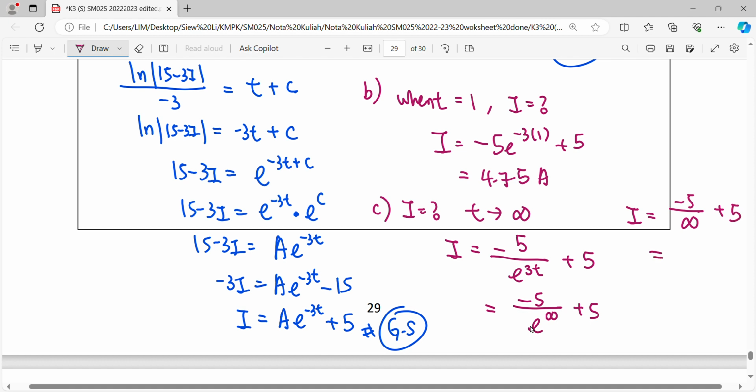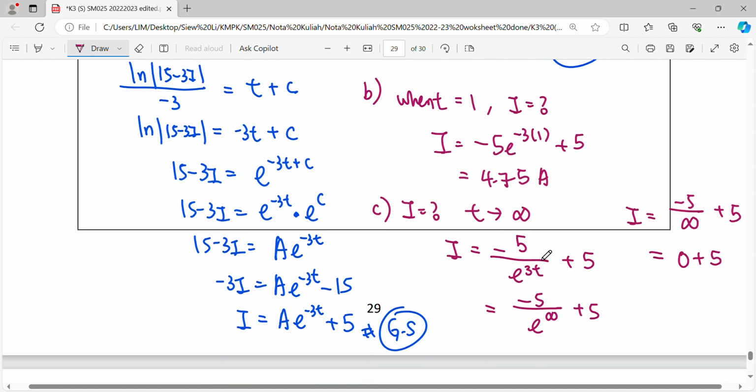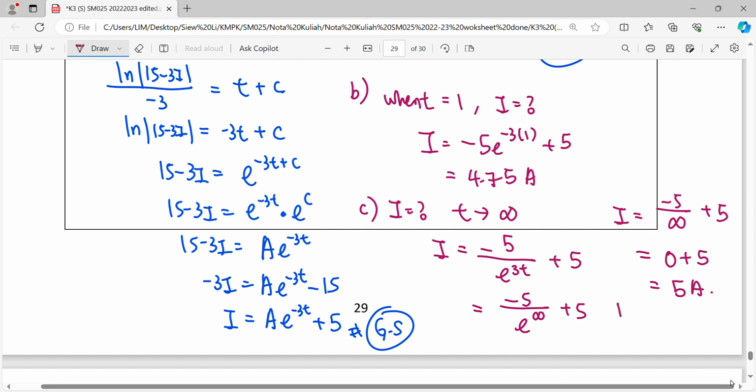So you can see a number divided by infinity will get 0. So that's why from the beginning of the question, when you have a negative power, we rewrite it back to the denominator so that we can operate with infinity correctly. So lastly, your current is 5 ampere. So this is your limiting value of the current. Limiting current I equals 5 ampere.